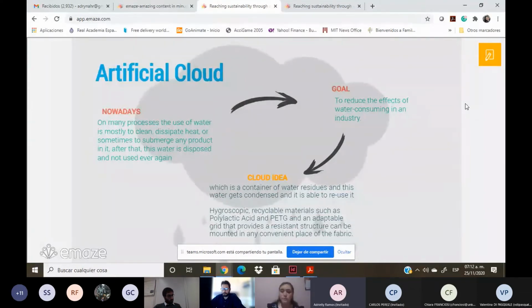So that's when we came up with the idea of the artificial cloud. This is a container of water residues, and this water gets condensed and is able to be reused. The materials we can use need to be hygroscopic, recyclable materials such as polylactic acid and PETG, and an adaptable grid that provides a resistant structure. But the importance here is that there doesn't have to be a really big structural change, so it can be applied in every single industry.